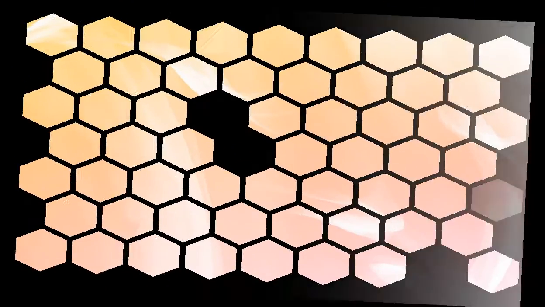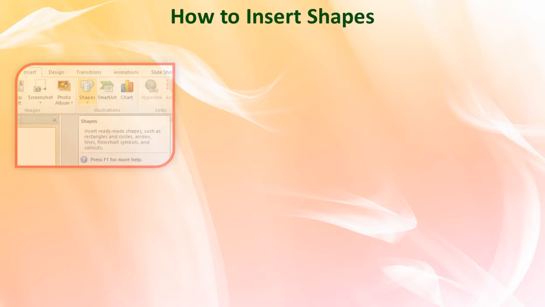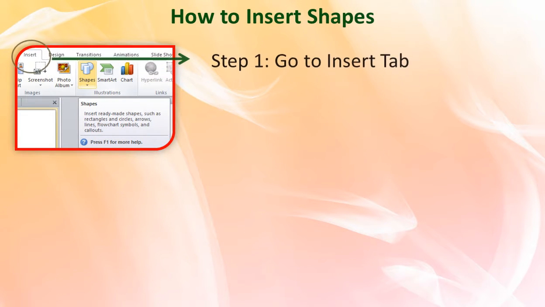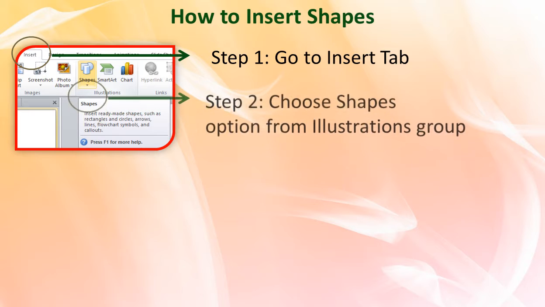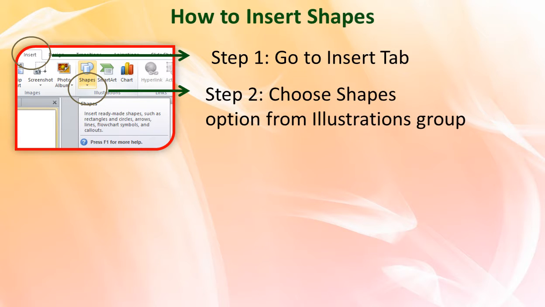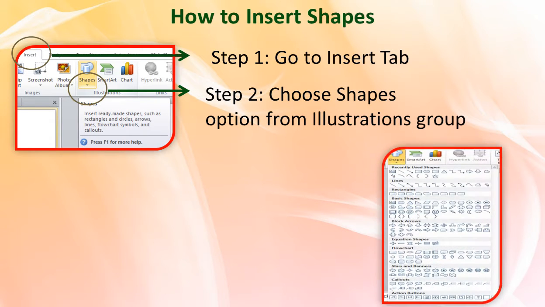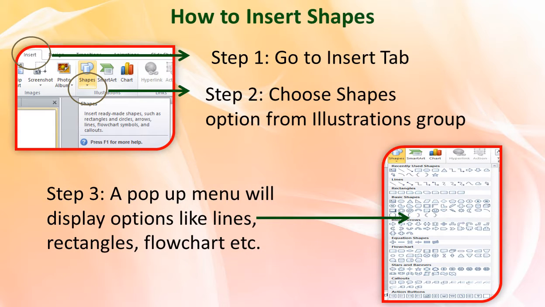Now let's learn to insert shapes. Step 1, you will have to click on the Insert tab. Step 2, you'll have to choose the Shapes option from the Illustrations group. Step 3, you will find a pop-up menu coming up which will display a lot of options like lines, rectangles, flowcharts, etc.